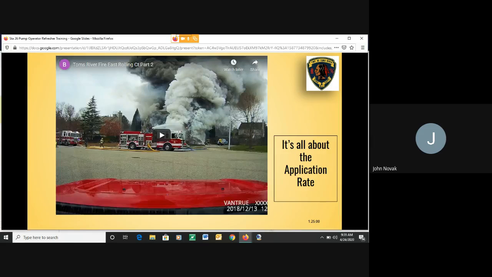So it's all about application rate. So there's a good example. A lot of you guys were at this fire. It's one of our members. We talk about application rate. We can see when the water is applied at the right application rate, how fast the fire darkens down.